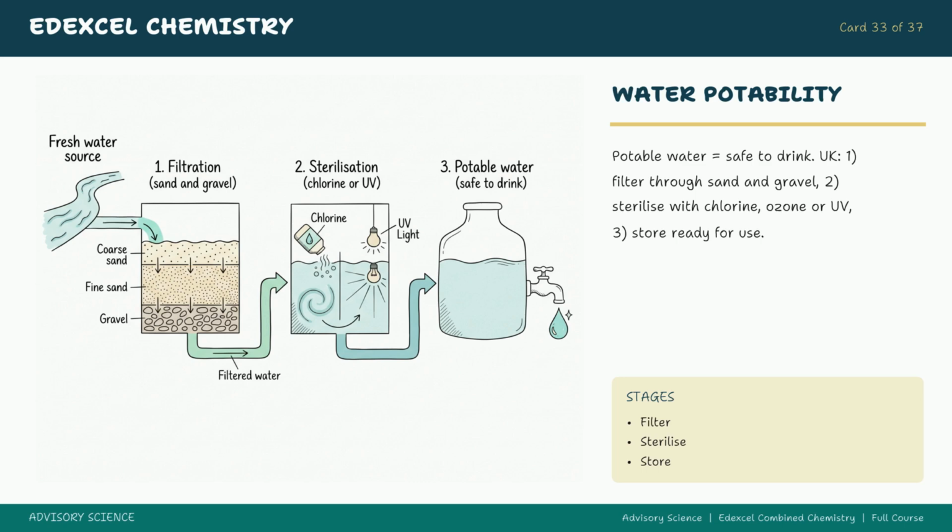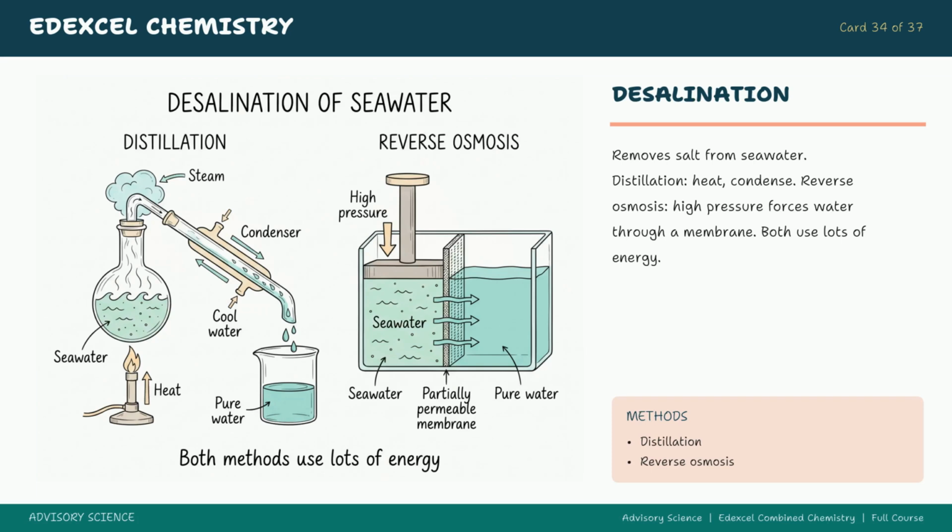If fresh water is scarce, seawater can be made potable through desalination. Distillation boils the water and condenses the steam, and this leaves the salt behind. Reverse osmosis pushes salt water through a partially permeable membrane. Both desalination methods use lots of energy, which is why they're mostly used only where fresh water is genuinely limited.